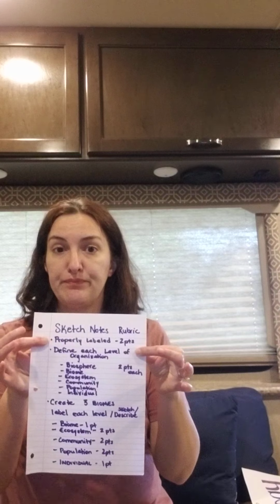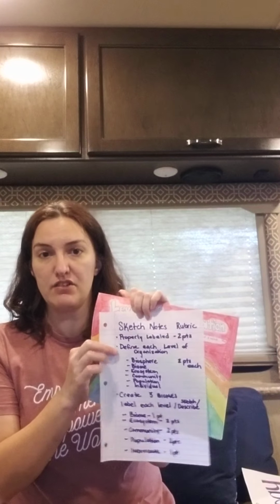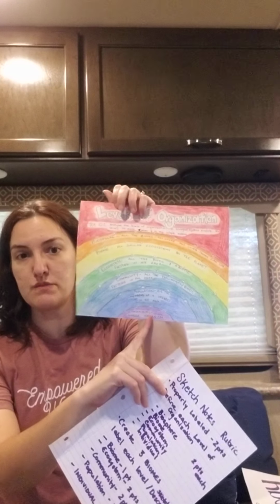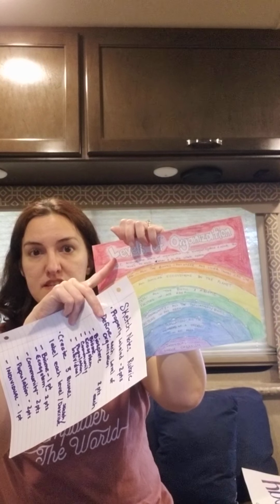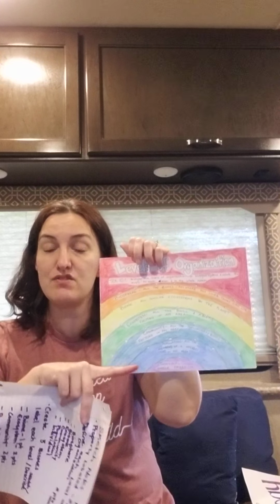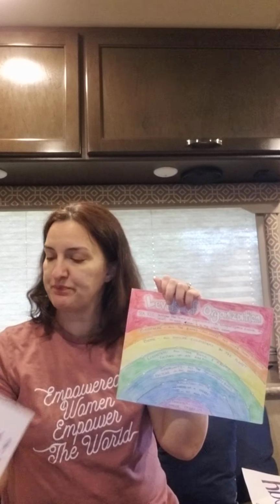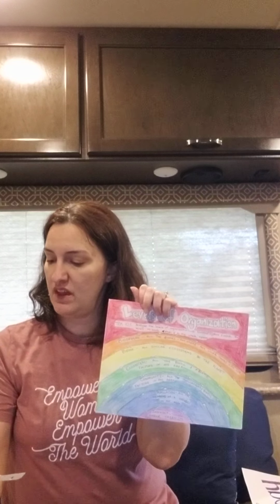First off, you need a label on it. So I have mine. It says levels of organization. That's my label. That's worth 2 points. Then you define each level. I have started with the smallest and gone to the biggest. I've defined each level and I've sorted them by color because I'm a visual learner. Color really helps me. Each definition is worth 2 points.